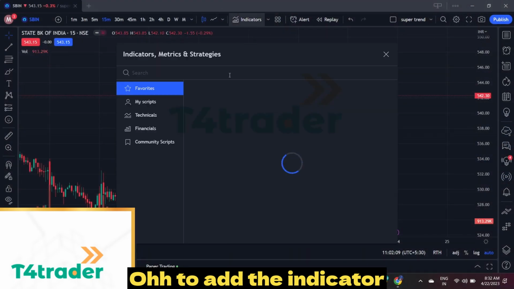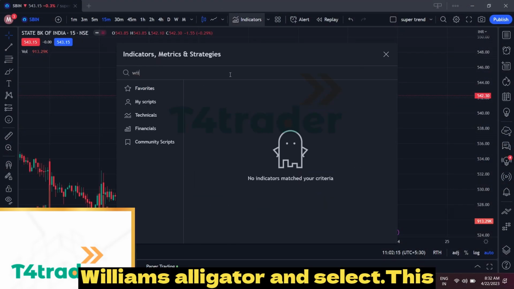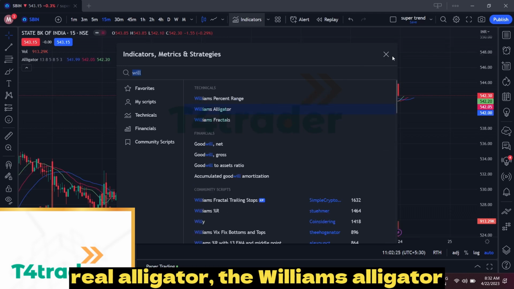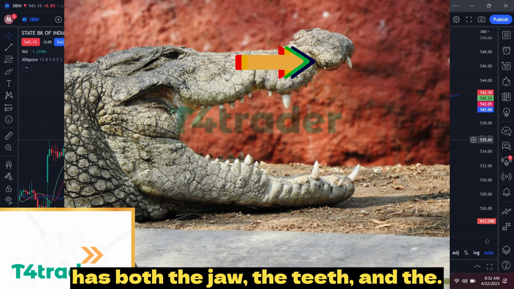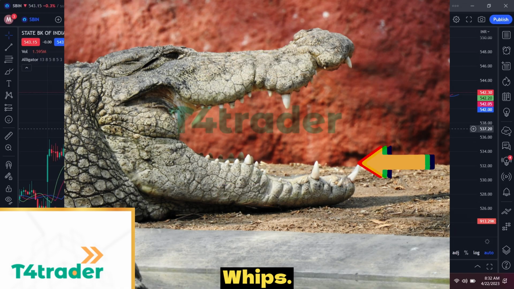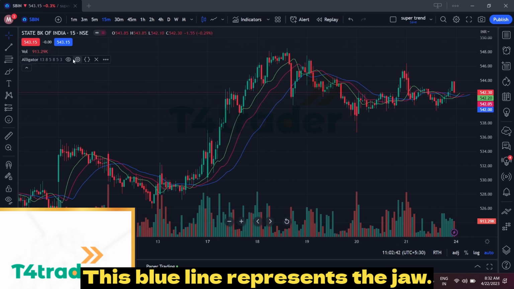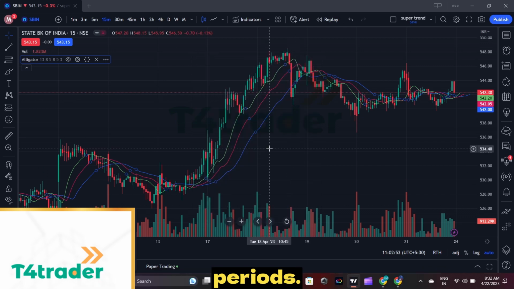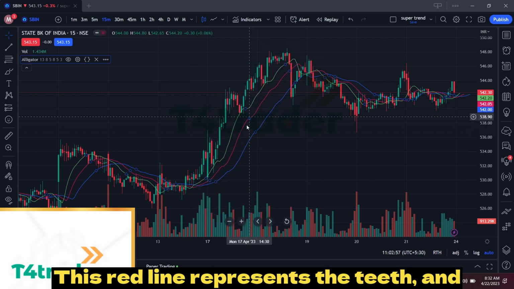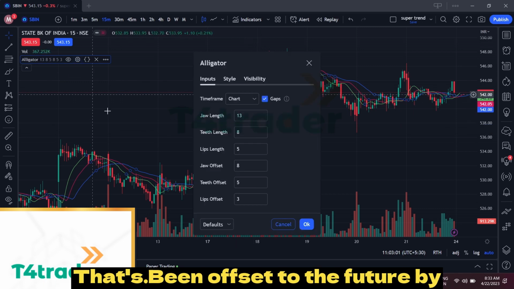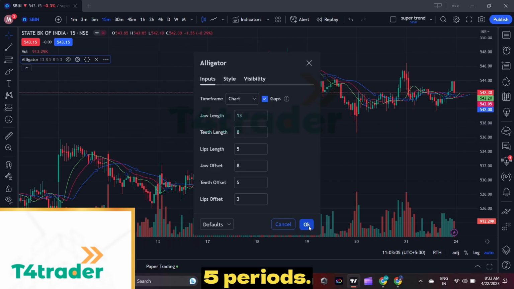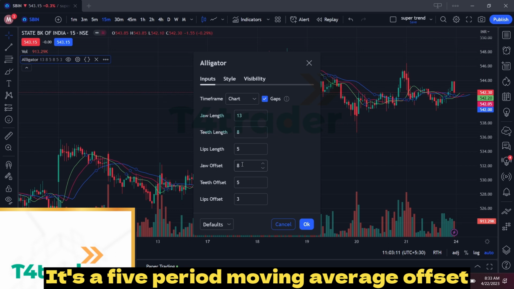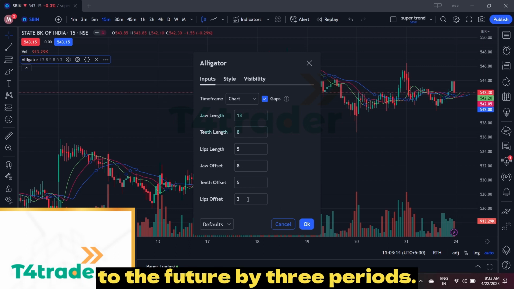To add the indicator, we just click here, then type here, Williams Alligator, and select this one by TradingView. So just like a real alligator, the Williams Alligator has the jaw, the teeth, and the lips. This blue line represents the jaw. It's usually a 13-period moving average that's been offset to the future by 8 periods. This red line represents the teeth, and it's usually an 8-period moving average that's been offset to the future by 5 periods. Then this green line represents the lips. It's a 5-period moving average offset to the future by 3 periods.